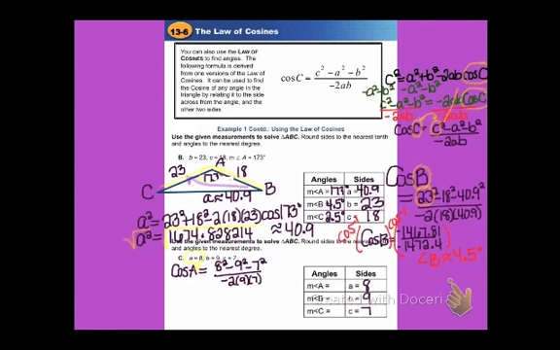So again, just keep that in mind. You're only using the side across from the angle you're trying to find in just that one spot in the very first position. Otherwise, it's the other two sides.